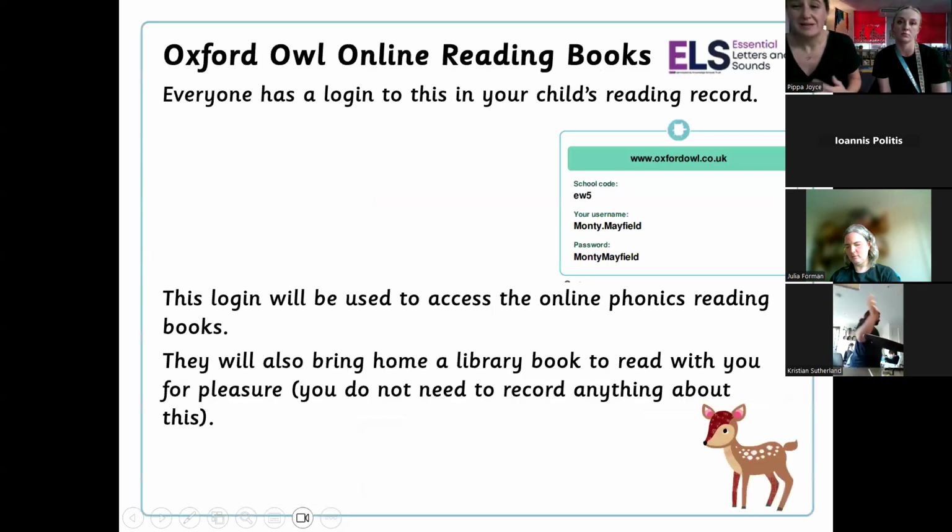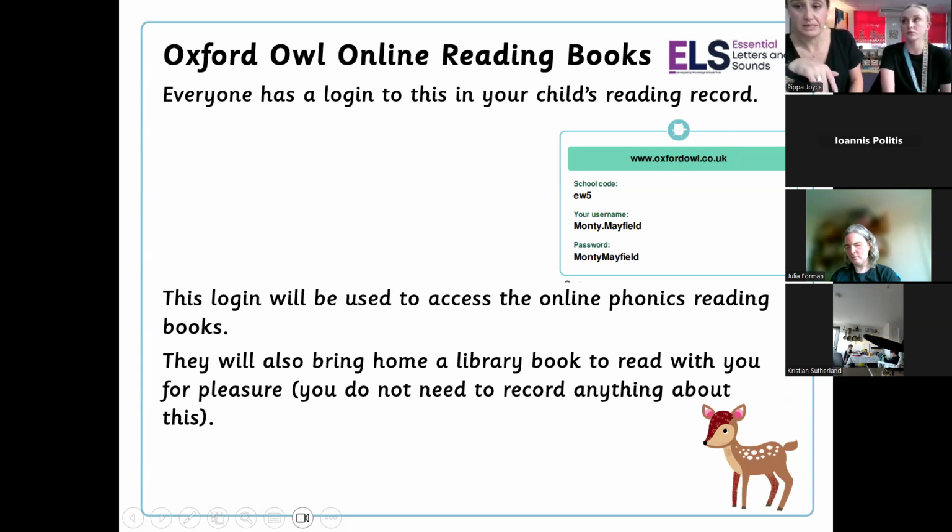Then we've got Oxford Owl. I don't know whether anybody's had a go at logging in yet. We try and put a selection of books just so if your child is keen and wants to read something slightly different from the one we've sent home, there's another selection of books. Some of them are slightly interactive as well, so they might make a noise or say the sound, especially when we introduce new ones. So it's just a different avenue that you have the option of using.